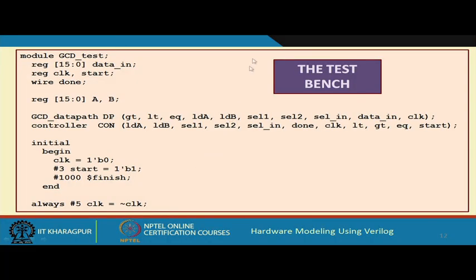Fine. So, to test it out, we wrote a very simple test bench. Again, we instantiated the two modules, GCD data path and the controller. This is the clock generation. Initially clock was 0, and at time 3 we activated start, and simulation continued till some time 1000, and after every 5 the clock was toggling. So, the clock period was 10.